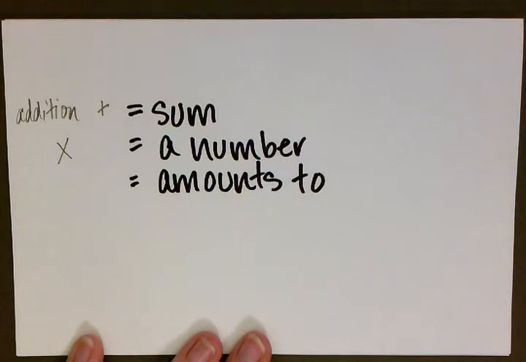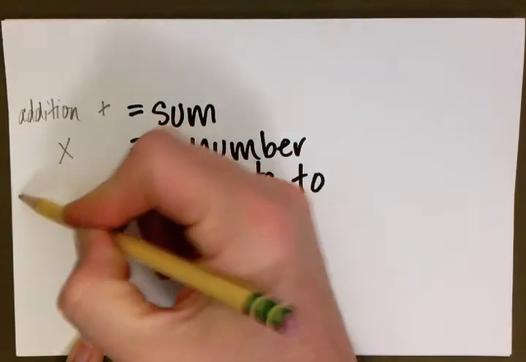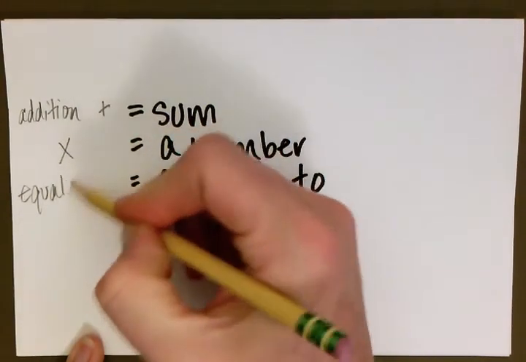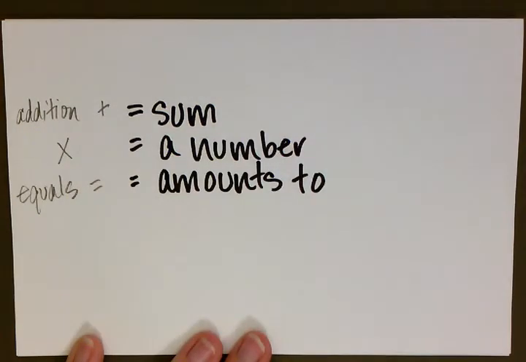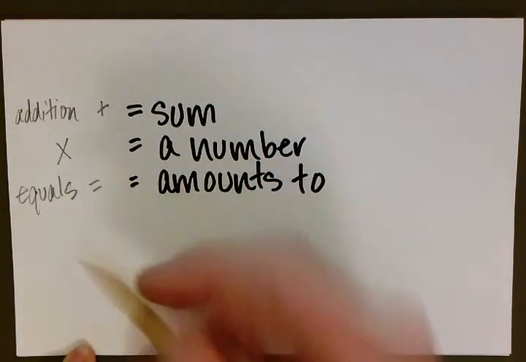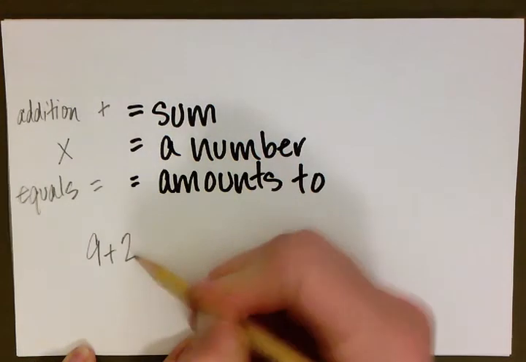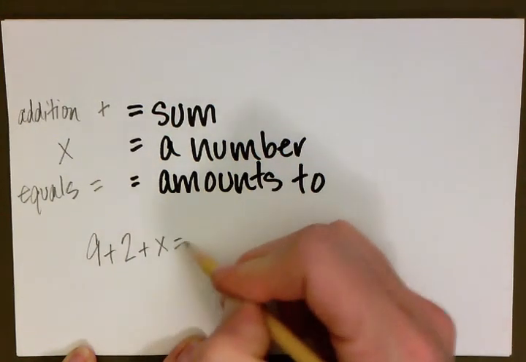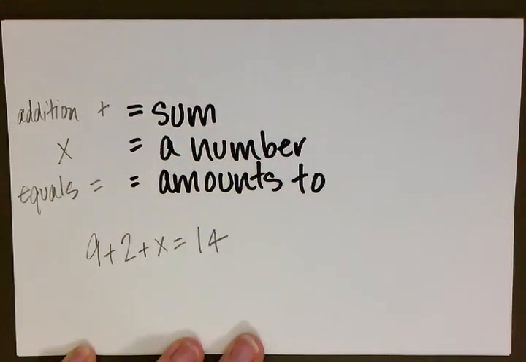All right, so the question is, the sum of 9, 2, and a number amounts to. When we see the word amounts to, we know that that means equals. Or we use an equal sign there. The sum of 9, 2, and a number amounts to 14. So it looks like we've determined what all of the terminology is, and now we can go ahead and write it. So the sum of 9, 2, and a number amounts to 14. And that's how we set that up.